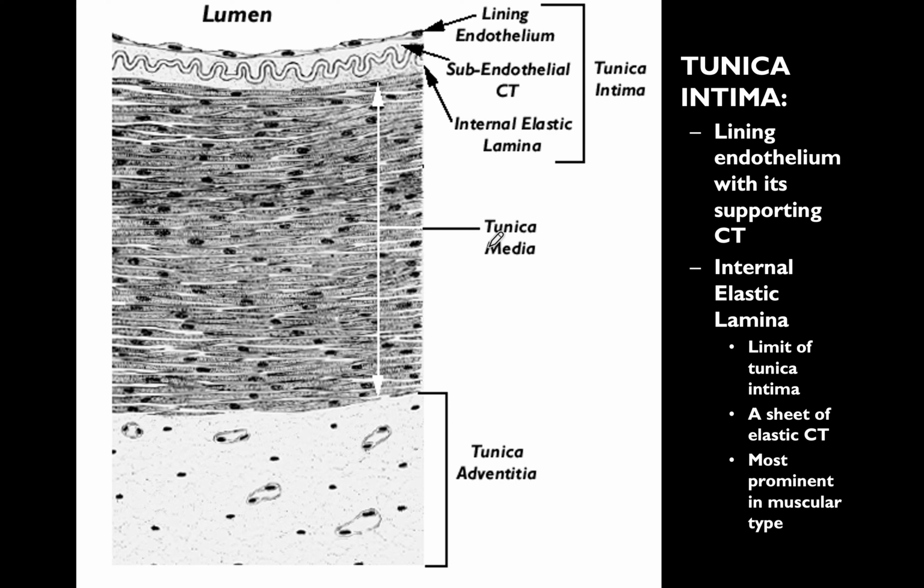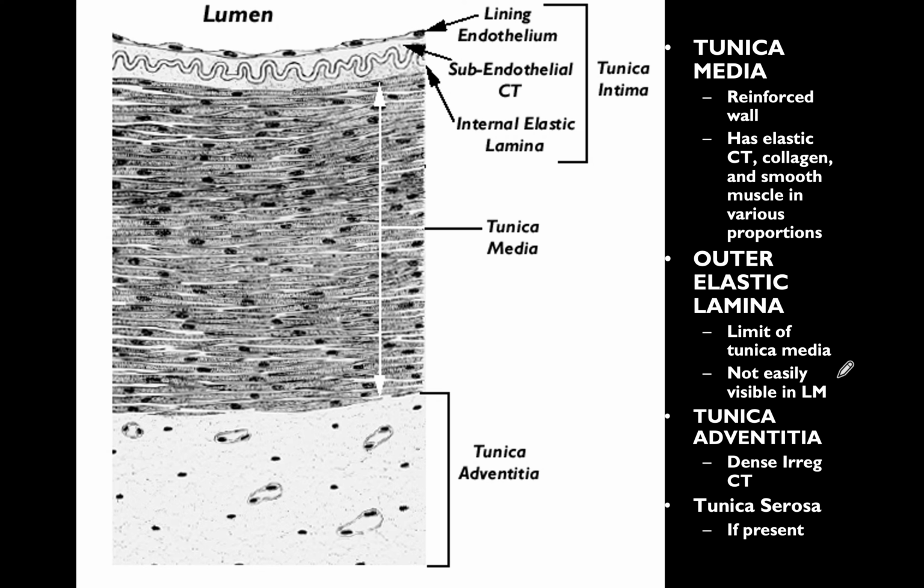So the first layer is simple squamous epithelium with the subendothelial connective tissue, with this layer, the internal elastic lamina. As I said, it separates the tunica intima from the tunica media. The second layer is the tunica media, and mostly the arterial wall is reinforced by smooth muscle. There's an increase in strength by the presence of this smooth muscle. The outer layer is the tunica adventitia, which is dense irregular connective tissue.